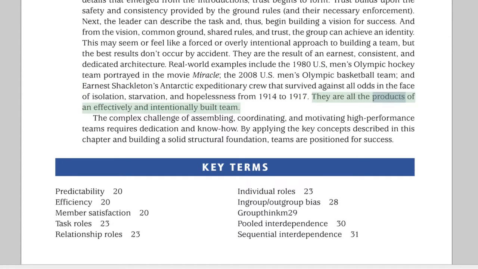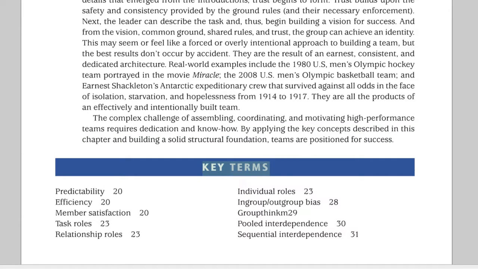They are all the product of an effectively and intentionally built team. The complex challenge of assembling, coordinating, and motivating high-performance teams requires dedication and know-how. By applying the key concepts described in this chapter and building a solid structural foundation, teams are positioned for success.